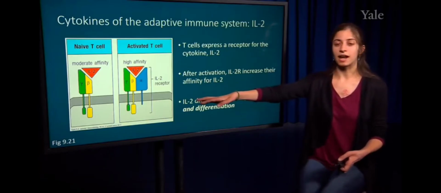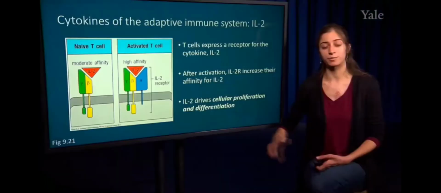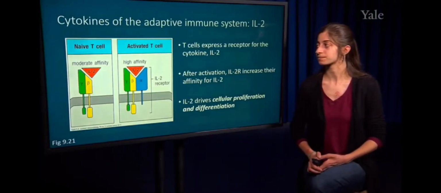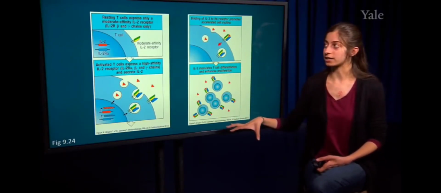You can see in a naive T cell that they still express the IL-2 receptor, but it's a receptor with moderate affinity, which means that the full signaling activation of IL-2 doesn't occur. However, when a T cell becomes activated, it upregulates this third component of the receptor, the alpha component, allowing it to become a high affinity receptor and respond much better to IL-2 signaling. This is a more schematic example of that here.